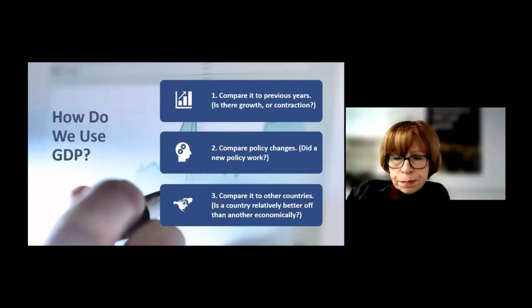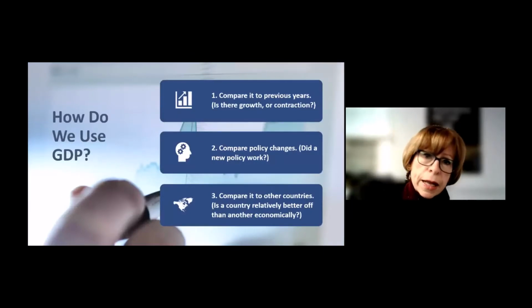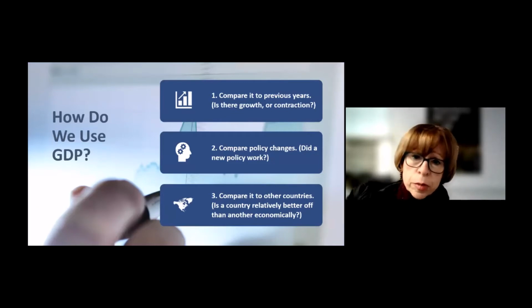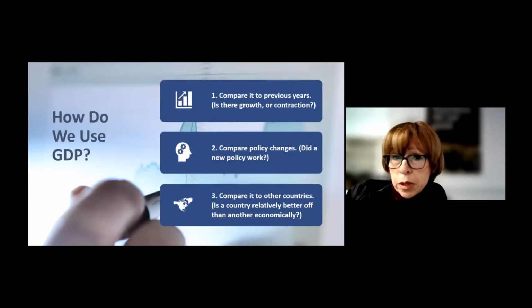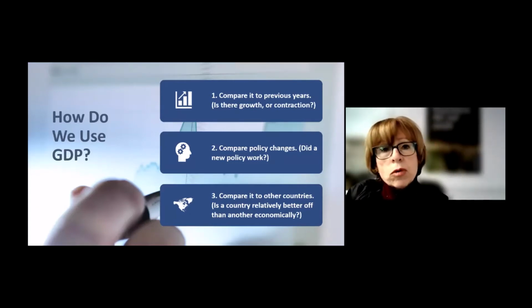So how do we use it? Well, we use it because it allows countries and governments to compare to previous years. Is there a growth in the economy or is there a contraction? We can compare policy changes. For example, with COVID, there was a lot of stimulus spending on the part of governments to help people through this time. So did it work? And then the third thing that we use it for is to compare across countries, to see whether a country is relatively better off than another.